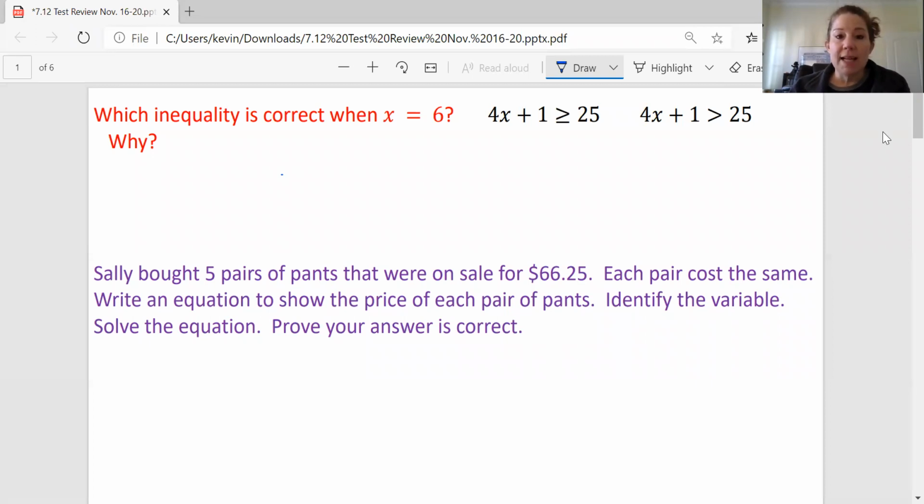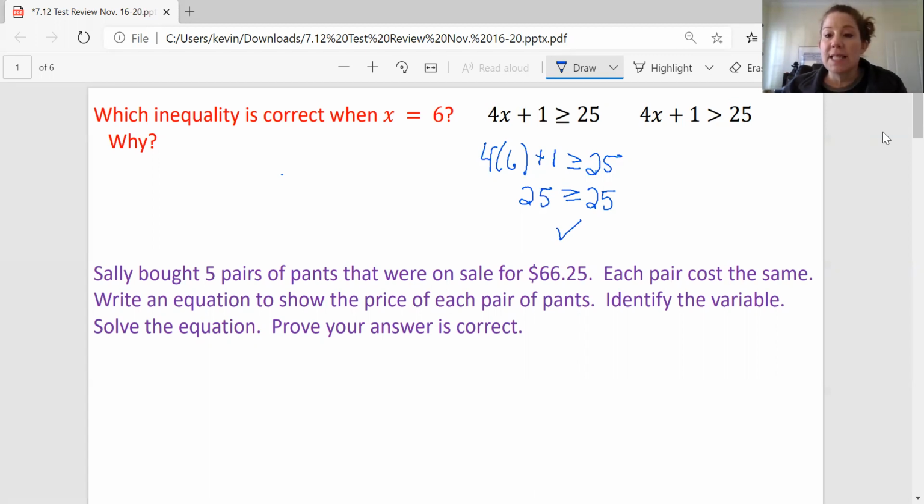So let's plug in 6 for x and see which of these inequalities are correct. If x is 6, we multiply 4 times 6 and get 24, and 24 plus 1 is 25. So this says that 25 is greater than or equal to 25. Is that true? Yes, it is. It's equal to, so that counts.